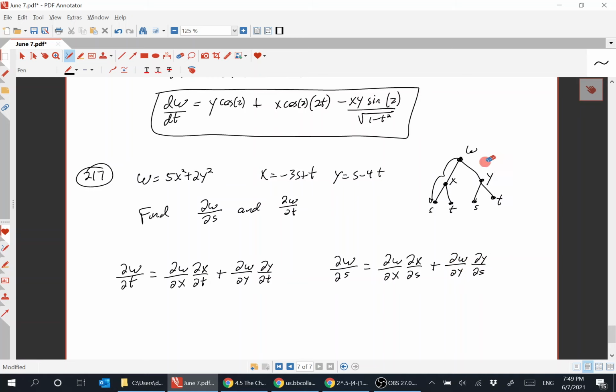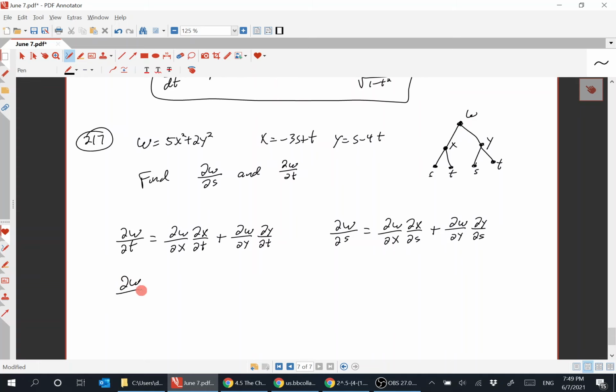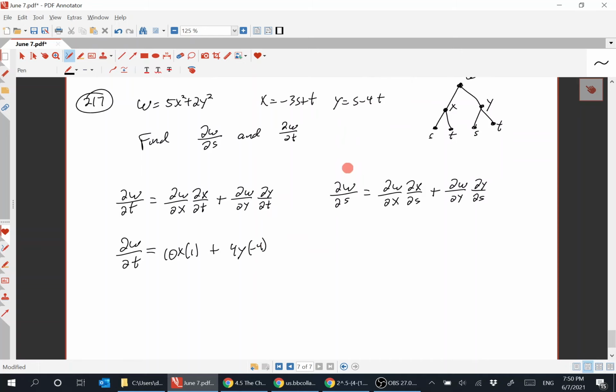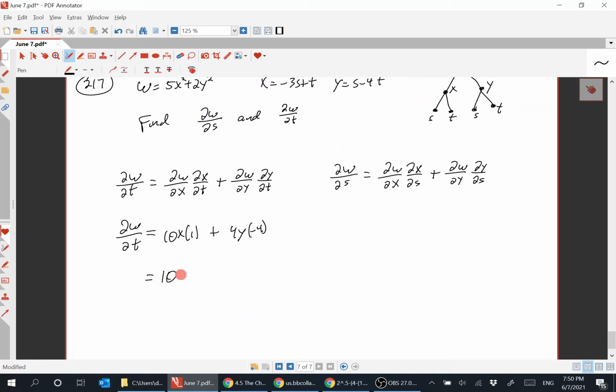And then for t, you get the same thing. So, partial w with respect to t is going to be equal to partial w with respect to x, which is 10x, times partial x with respect to t, which is just 1, plus partial w with respect to y, which is 4y, times partial y with respect to t, which is just minus 4. So that is equal to 10x minus 16y.